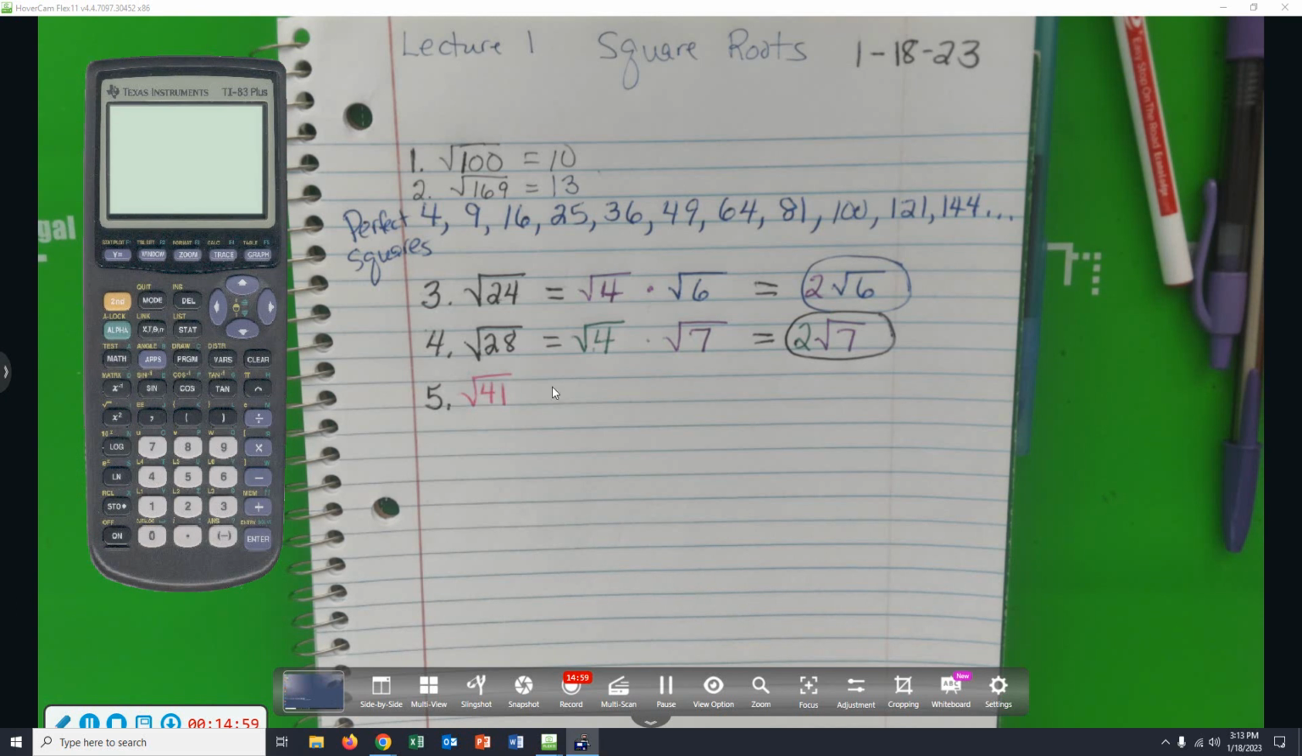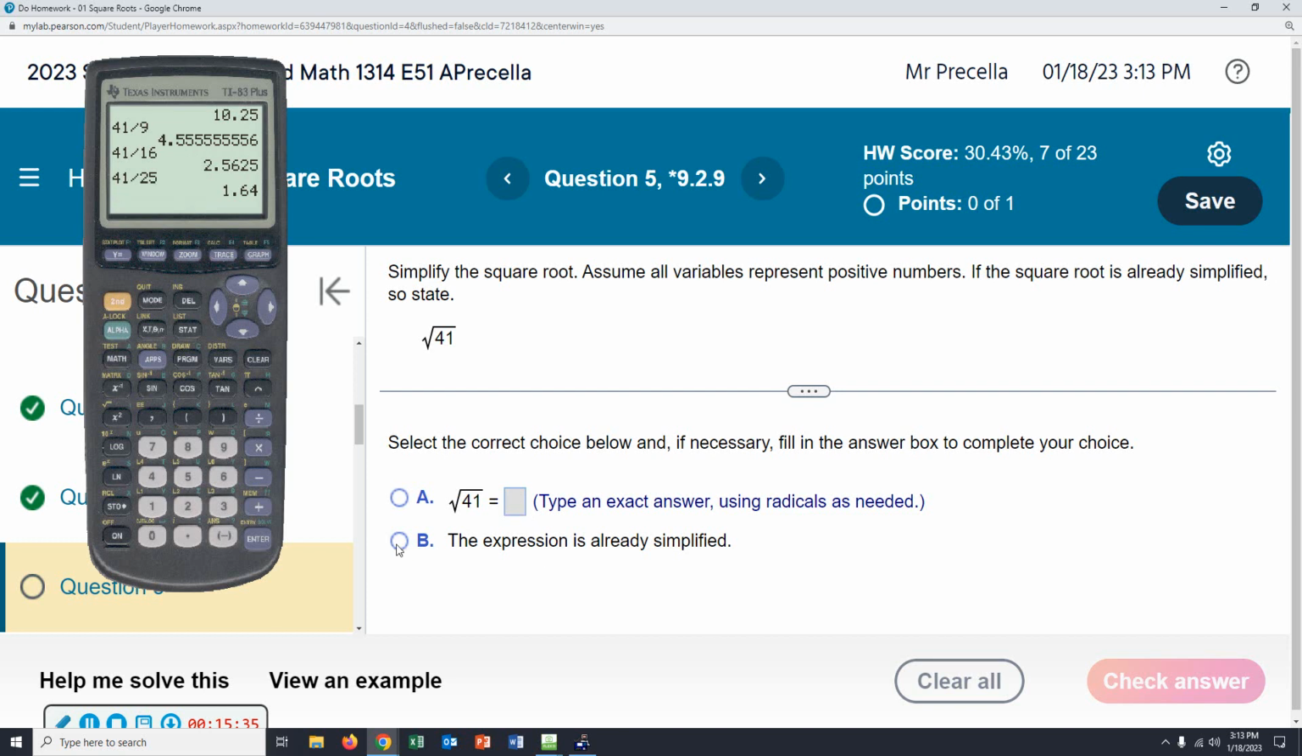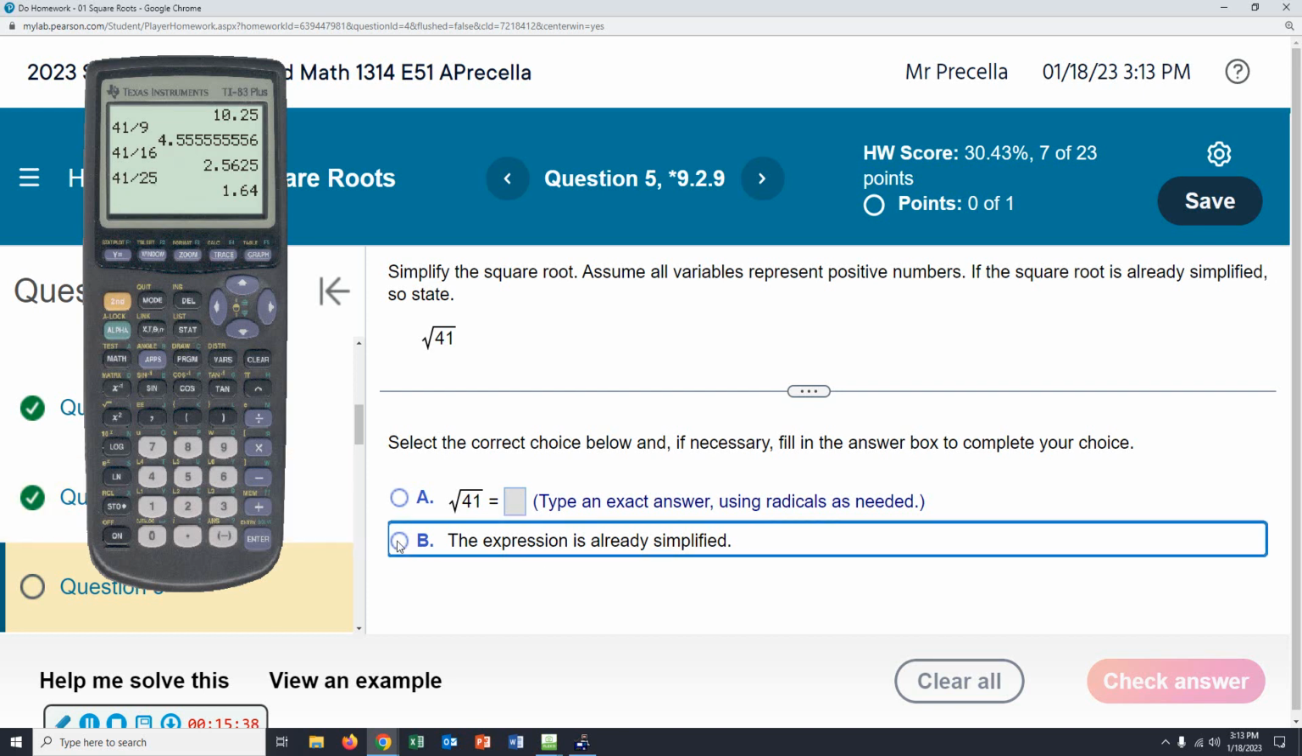What's the largest perfect square that divides evenly into 41? What I'm doing in my mind, on the computer right now, the calculator, is just showing my thought process. I'm thinking, does 4 divide evenly into 41? What about 9? What about 16? What about 25? I'm not saying you should have to be dividing like these. This is just my thought process. Is there a perfect square that divides evenly into 41? No, so what are we going to do? Can't. Already simplified. Okay?